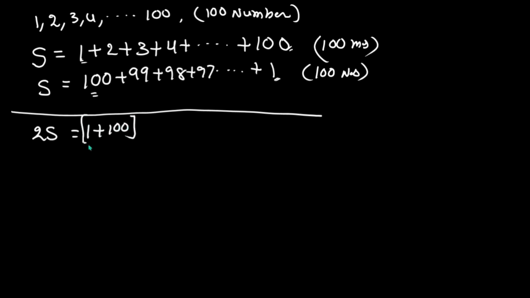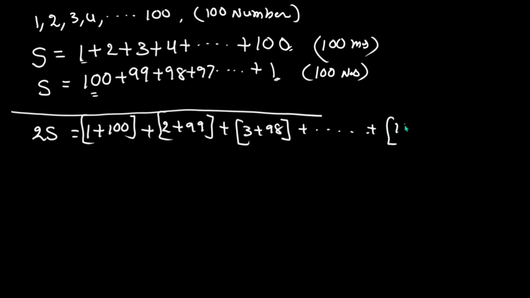This is 1 plus 100, this is the one thing, plus I'm writing here 2 plus 99. Similarly, I'm writing 3 plus 98, and so on. I'm again writing the last one, that is 100 plus 1. So I'm putting each term in brackets. Adding 1 plus 100 became one bracket, and 2 plus 99 is another bracket.